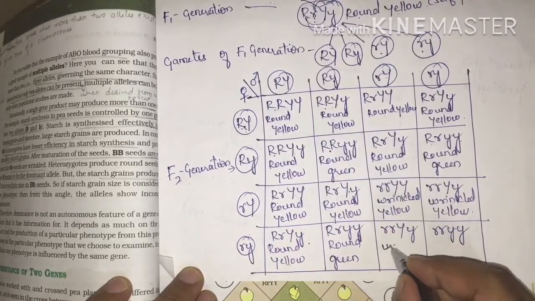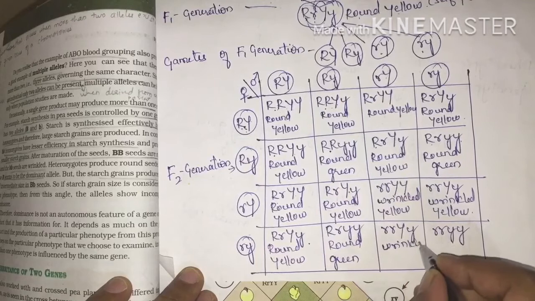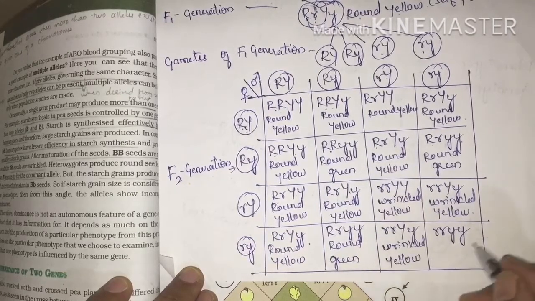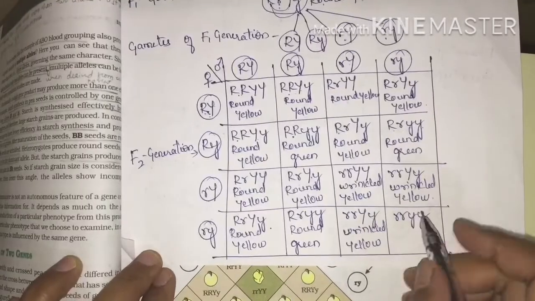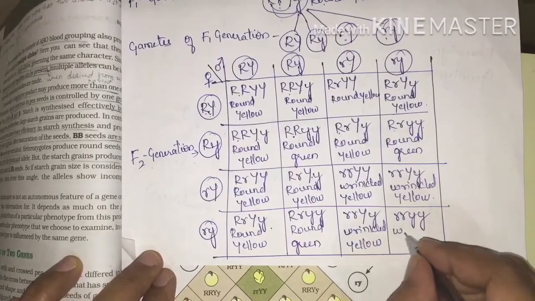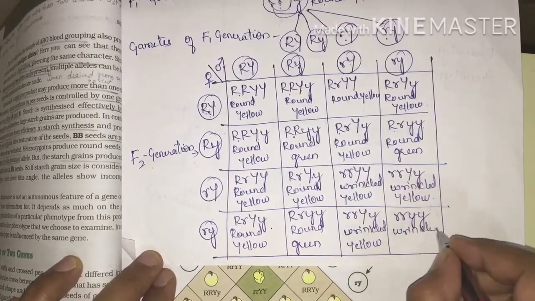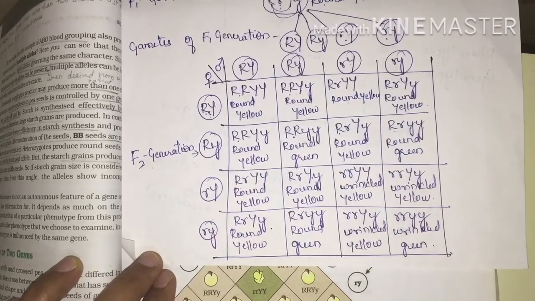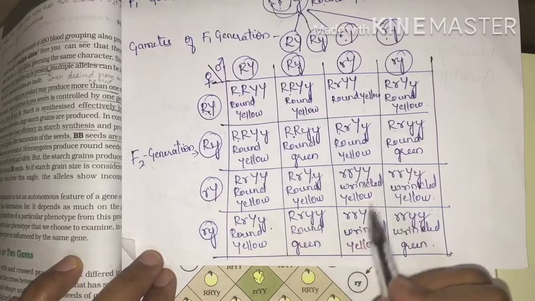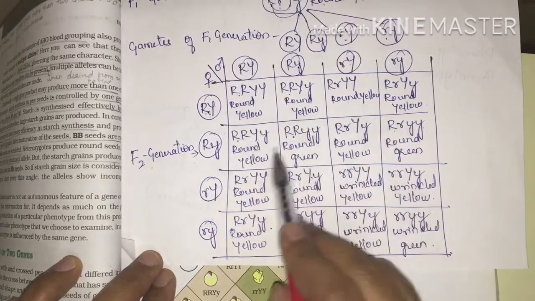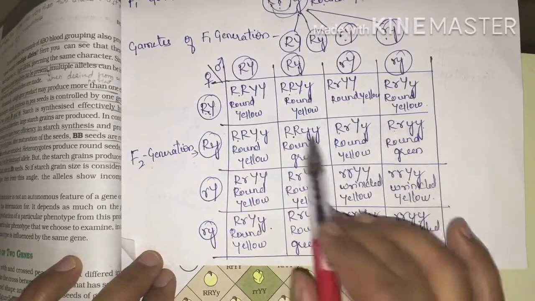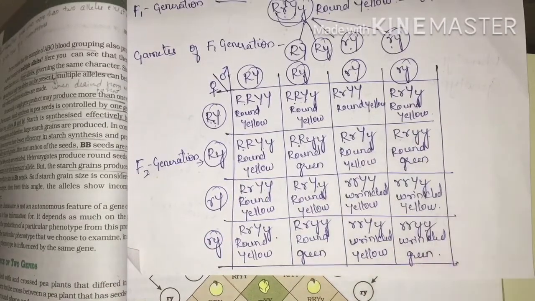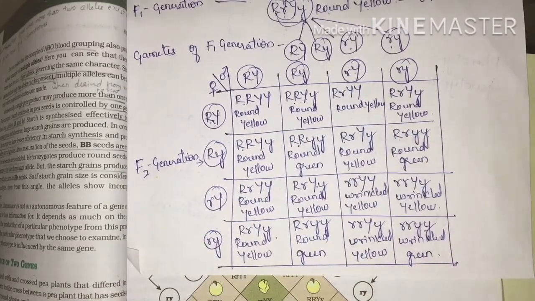Small r wrinkled, capital Y yellow. Then here you have small r wrinkled with the small y green. It is wrinkled green. Okay, you have to fill something like this. If you don't write this phenotype, then also it's okay, but you must know what the genotype will represent. Okay, now we have to write phenotypic ratio.